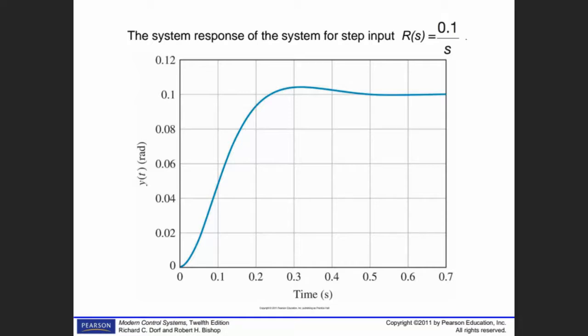Time 0.7 seconds, even 0.5 seconds, settle down. There's a slight overshoot here. This excessive value is overshoot, so it is required 0.1. R(s) 0.1 over S means that it's a step function for 0.1. Okay.